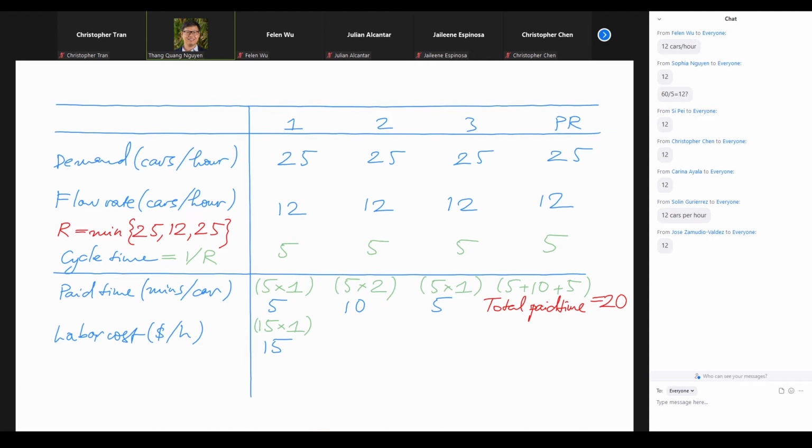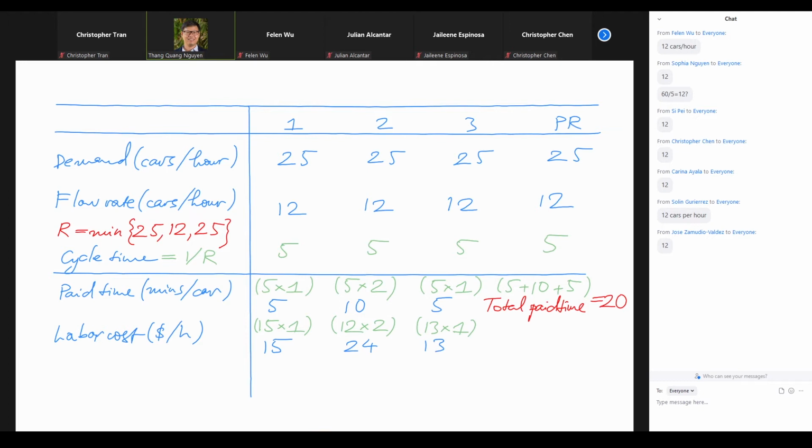At station 2, we pay each worker for $12 an hour, and because there are 2 of them, we incur a cost of $24 per hour at station 2 in terms of the labor cost. And at station 3, we pay $13 an hour, and because there is only one worker, this number should be $13 an hour. So these are the individual costs at the stations.